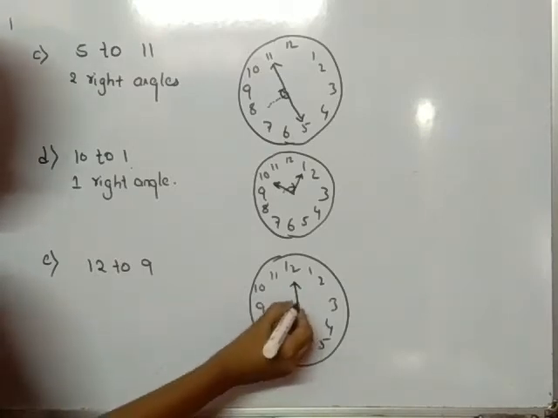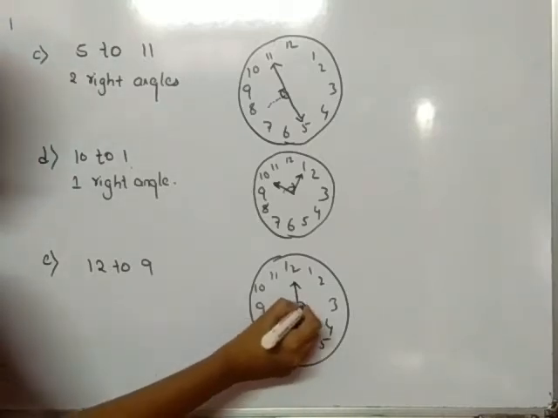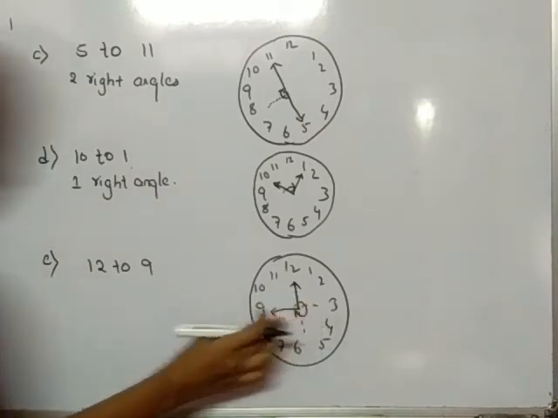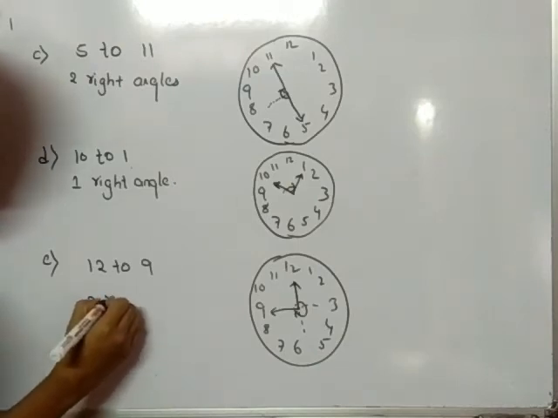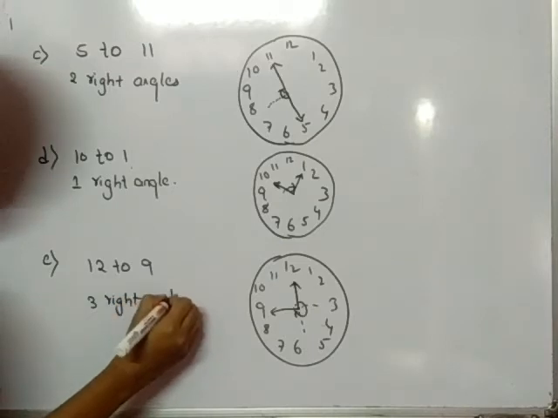Right? So in this direction it has moved. Then how many right angles has it covered? Total, you can see out of 4, it has rotated 1, 2, 3 right angles. 3 right angles.